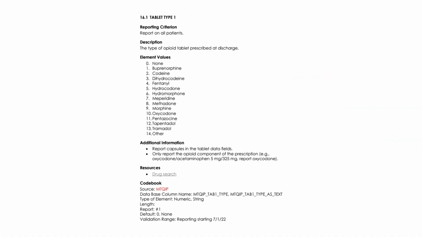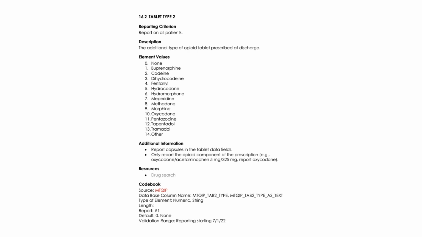Tablet type 1 is the type of opioid tablet prescribed for a patient at discharge. This includes capsules if prescribed instead of tablets. Only report the opioid component of the prescription. We have provided a drug search link under the Resources section for your use as needed to help determine opioid types. Do not report if patient elopes and prescribed status is unclear.